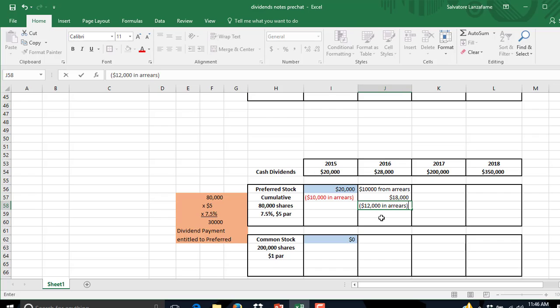And common is still getting shut out. So we had 10,000 in arrears from the year before. That was taken care of. So now they're entitled to 30, or another 30. But unfortunately, the company only has 18,000 left in 2016. So we give them the 18, so we still owe them 12. And again, common shutout.